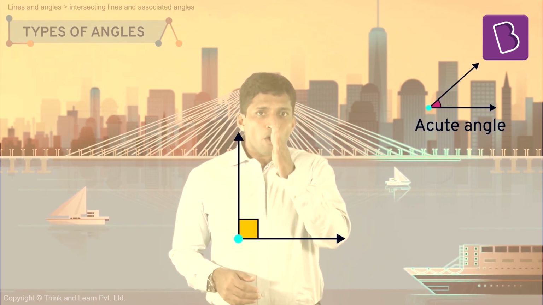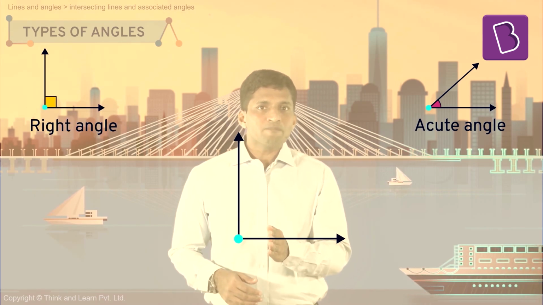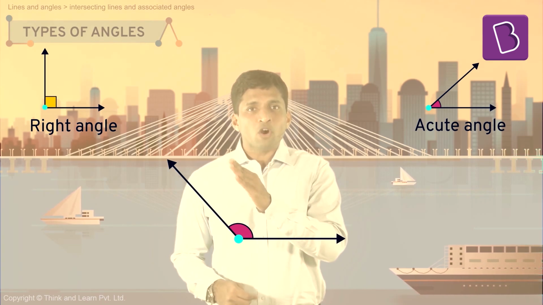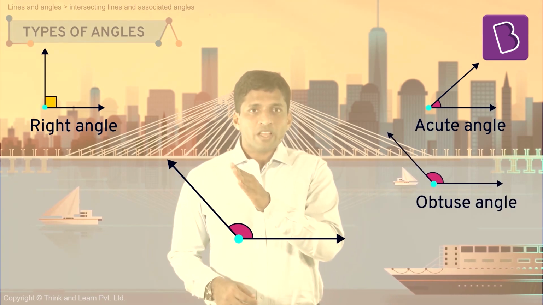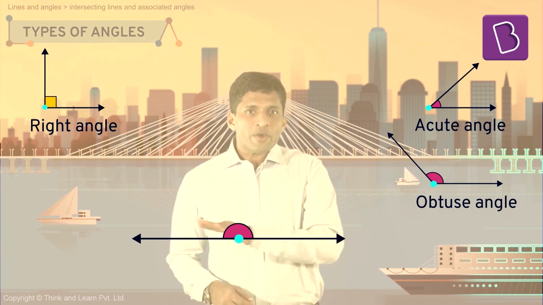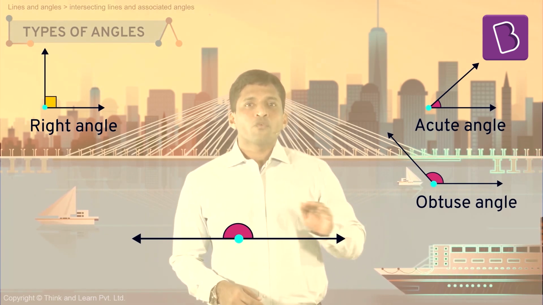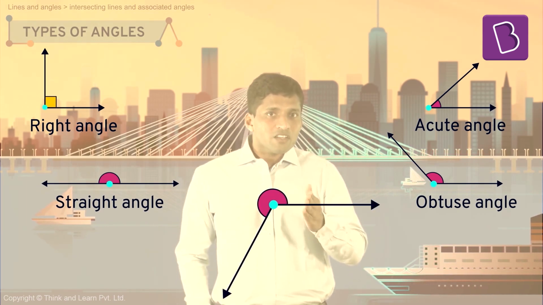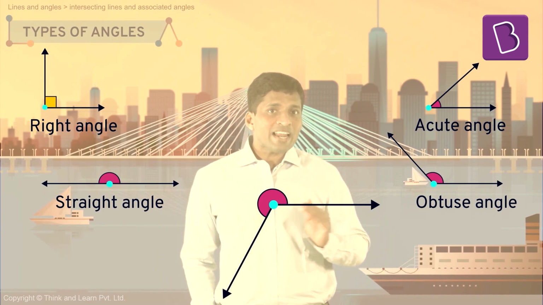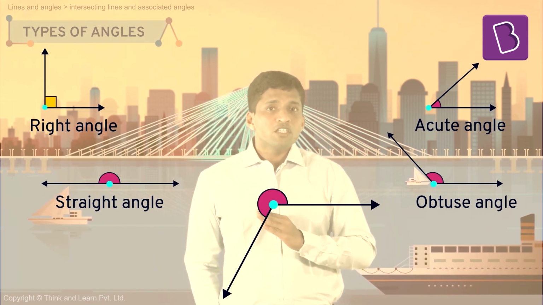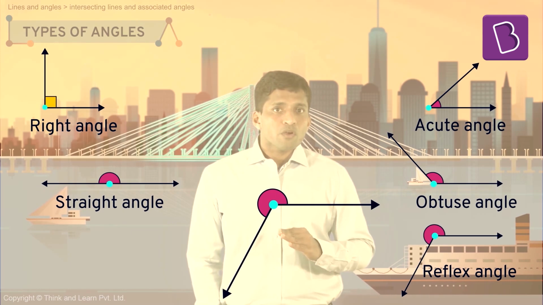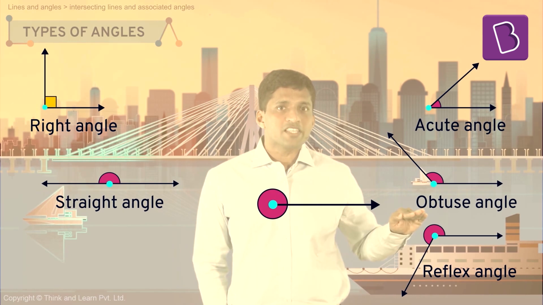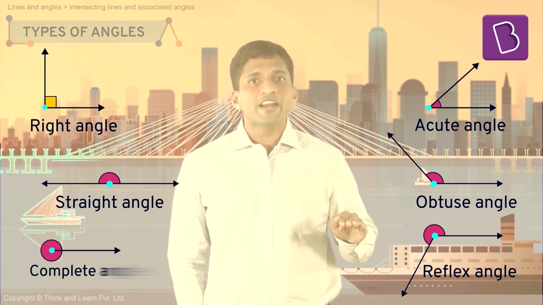Further rotating, when it's exactly 90, we call it a right angle. Rotate further, when it's between 90 and 180, we call it an obtuse angle. And if you continue doing it, when it's 180 degrees, it's a straight angle. If you rotate further, when it's between 180 degrees and 360 degrees, it's called a reflex angle. Further rotation, once you complete, it'll become 360 and you will get the original ray.